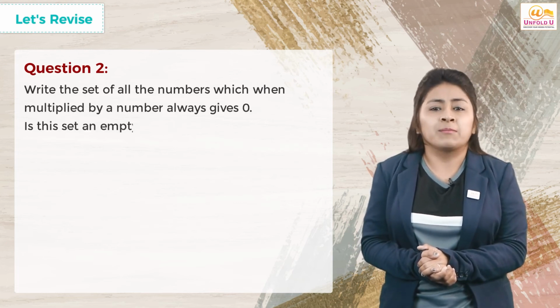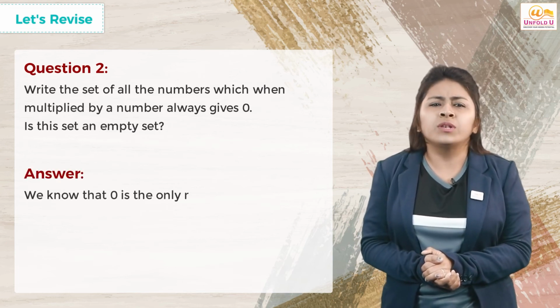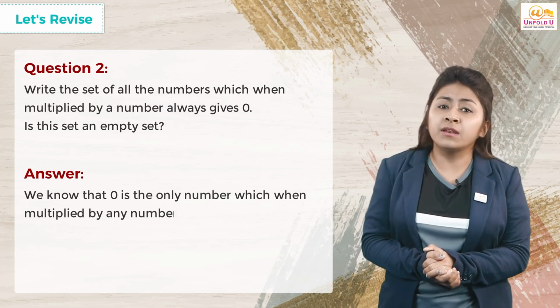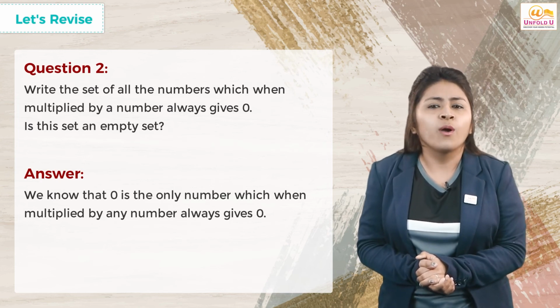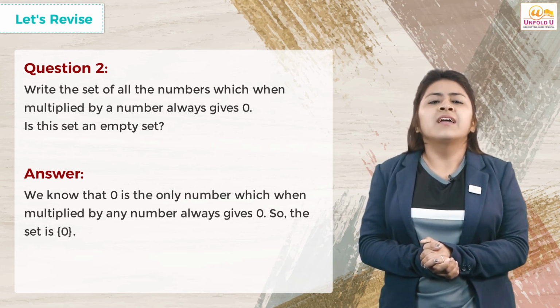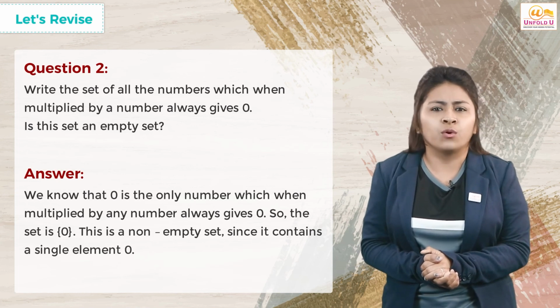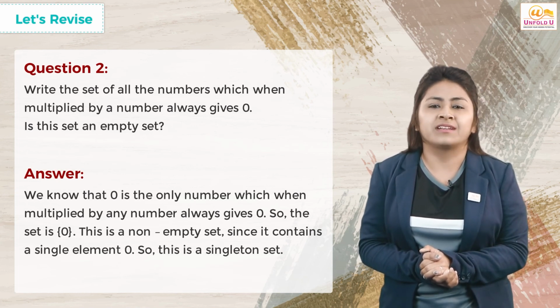The second question is, write the set of all the numbers which when multiplied by a number give 0. Is this set an empty set? Now we know that 0 is the only number which when multiplied by any number always gives 0. So this set is 0 in curly braces. This is a non-empty set since it contains a single element 0, so this is a singleton set.